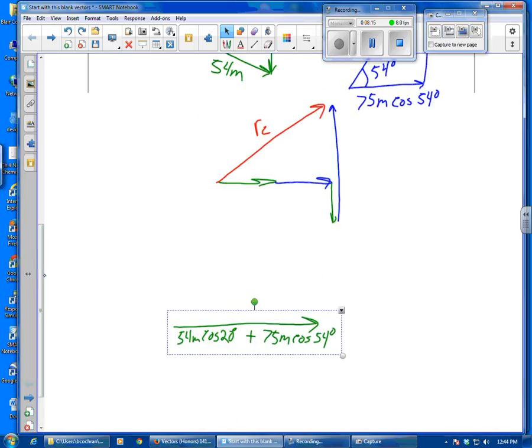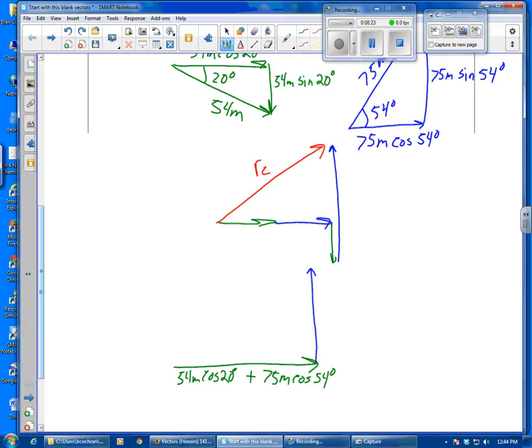And then for my vertical here, that's going to be 75 meters sine 54 degrees minus 54 meters sine 20 degrees, because it's pointing downwards, so mathematically it's negative.